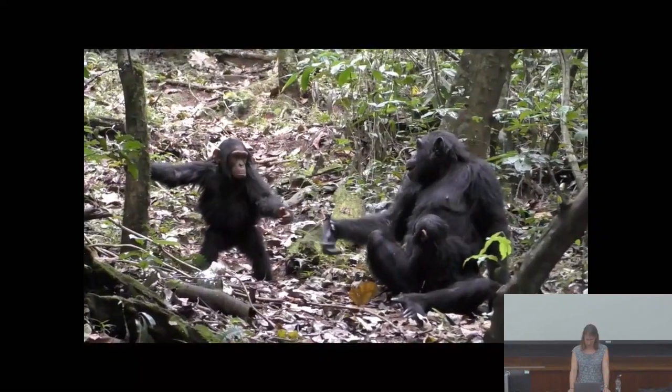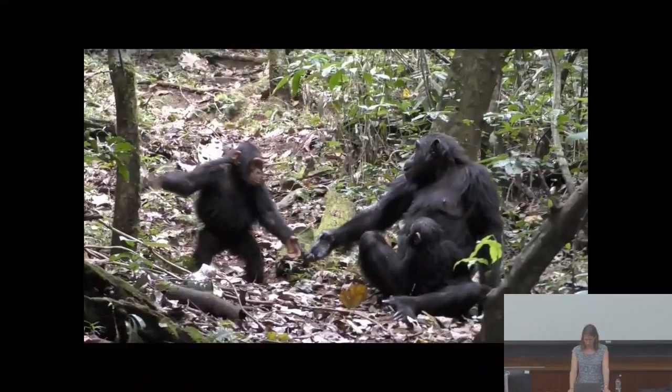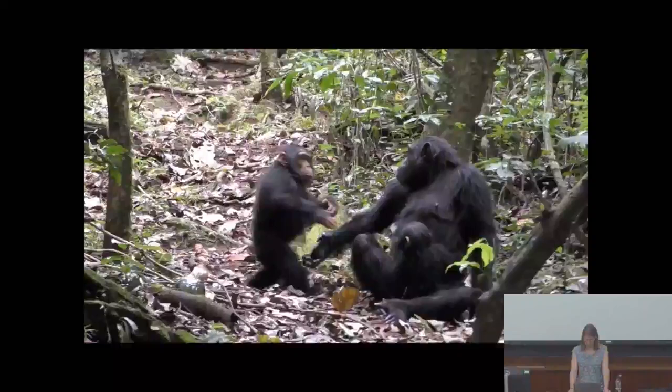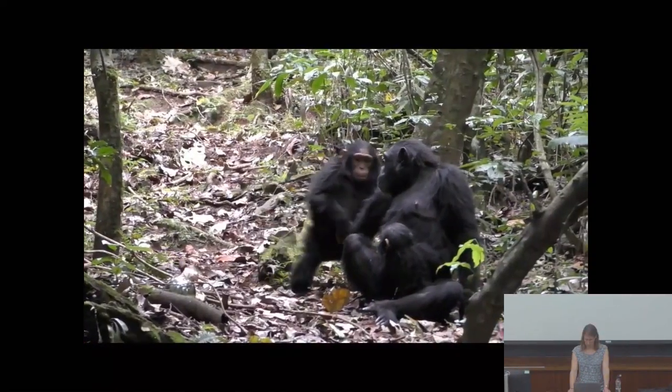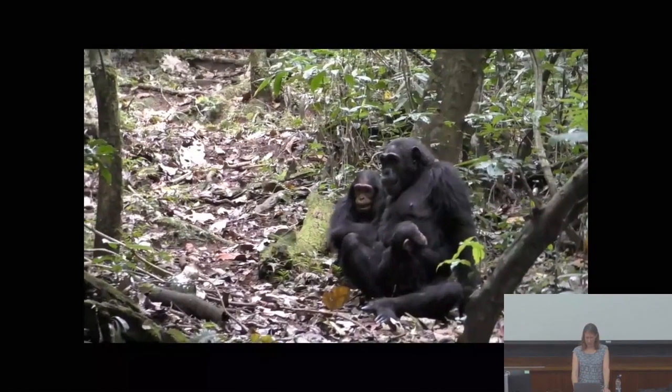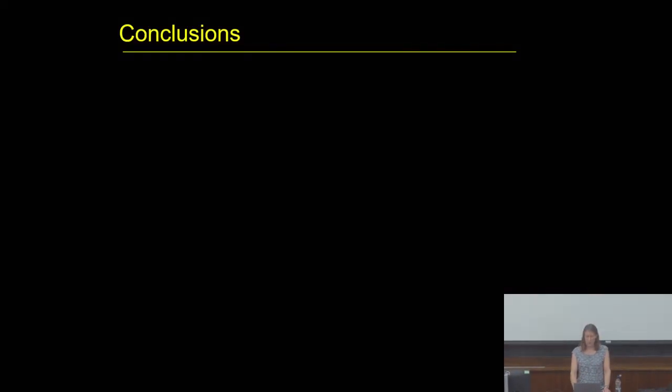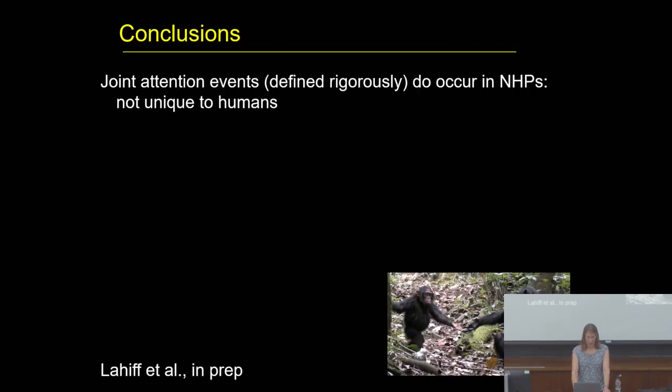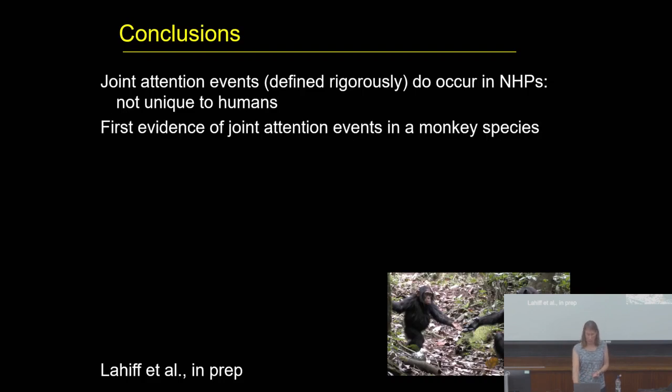Gives her another, then this is the second mutual gaze. And again, another reach out. There we go. Okay, so the conclusions that we're taking from this data set are that joint attention events, when rigorously defined, do occur in non-human primates, so they don't seem to be unique to humans. And it's also the first evidence of engagement in joint attention events in any kind of monkey species outside of the great apes.